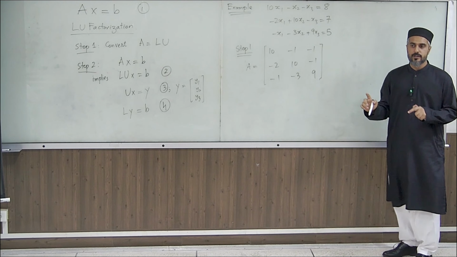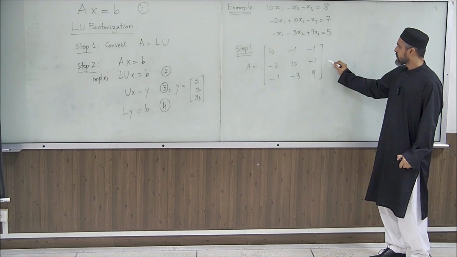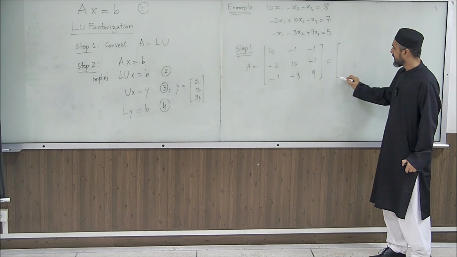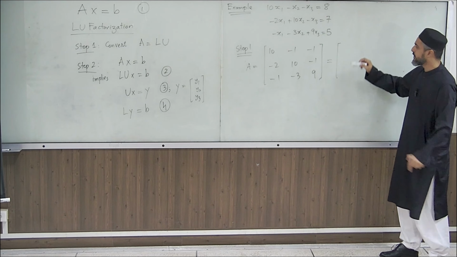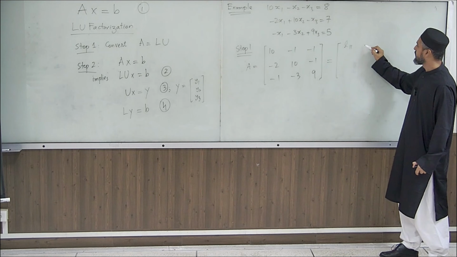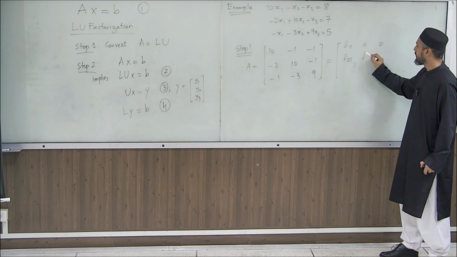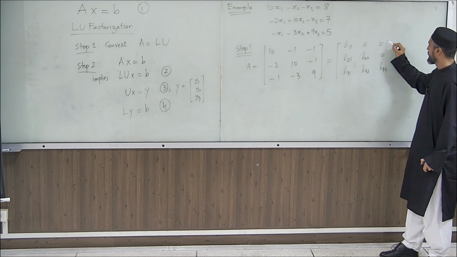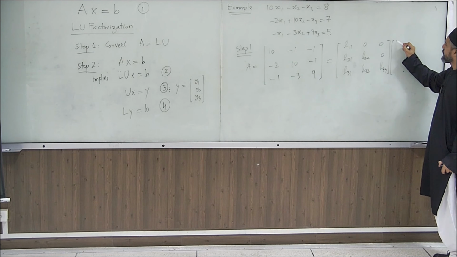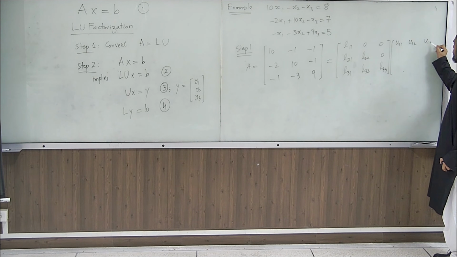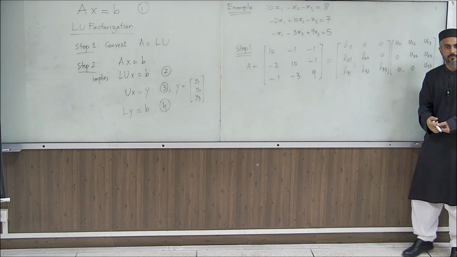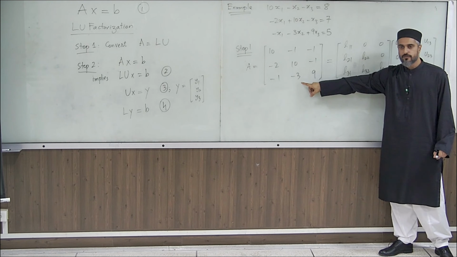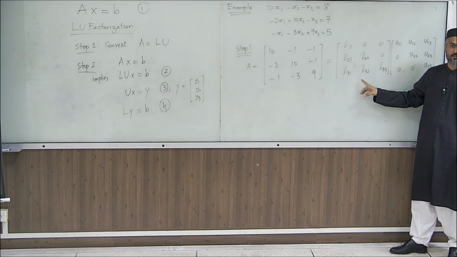Now I have to convert it into the product of L and U. Let me write a general lower triangular matrix: L11, 0, 0, then L21, L22, 0, then L31, L32, L33. And then the upper triangular matrix: U11, U12, U13, 0, U22, U23, and 0, 0, U33. So this is how you proceed. Whenever you try to solve a problem, you write the coefficient matrix, and of the same order, you write the lower and upper triangular matrices.